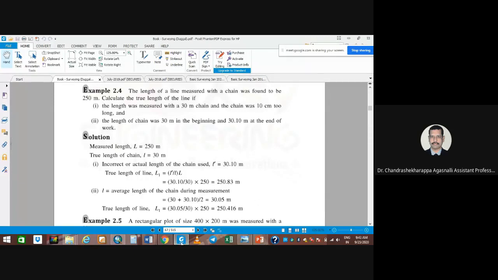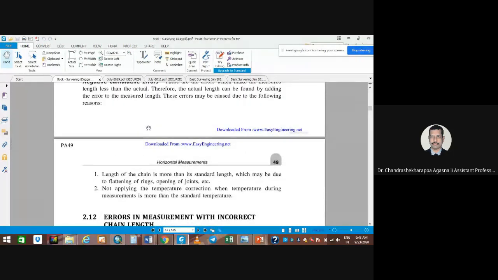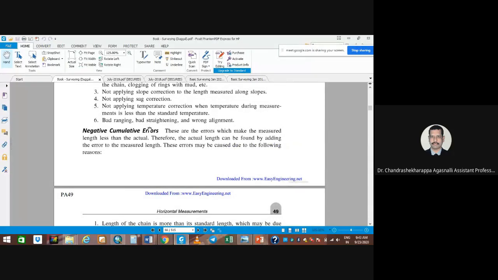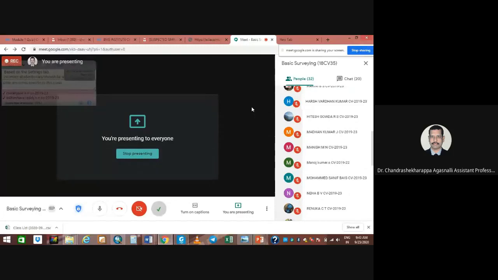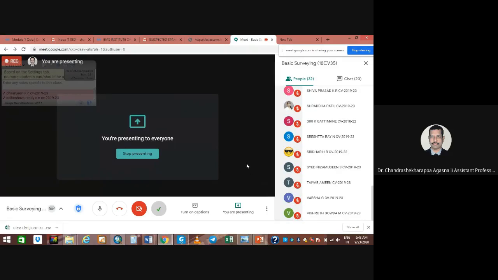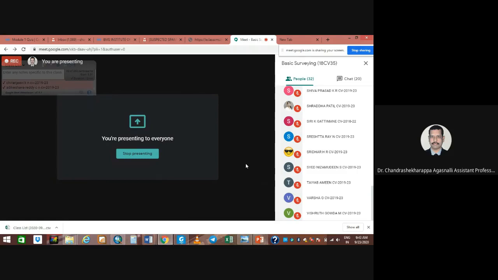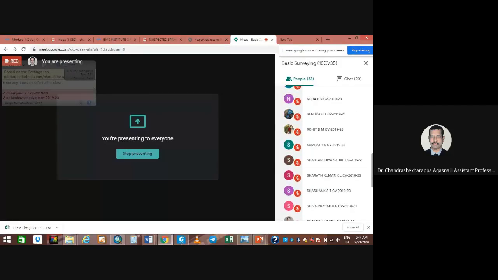Which book, sir? The Duggal one. This I have shared with you, what I'm showing here, SK Duggal. I shared it in Google Classroom, isn't it? Has anybody referred to it? Has anybody opened it? Mohammed, Renuka, Sridhar, Shraddha Patil. Okay, Neha.